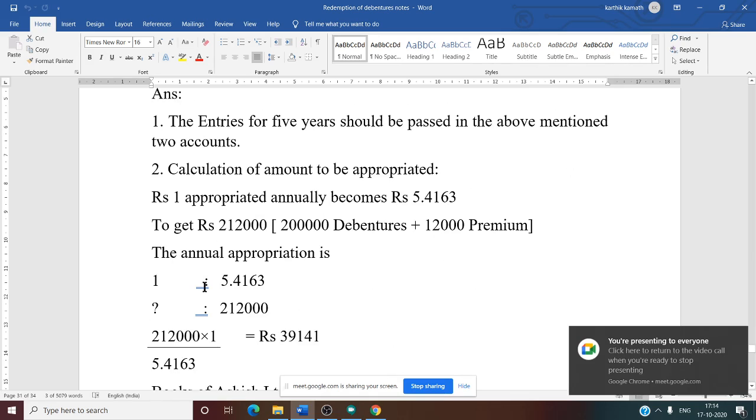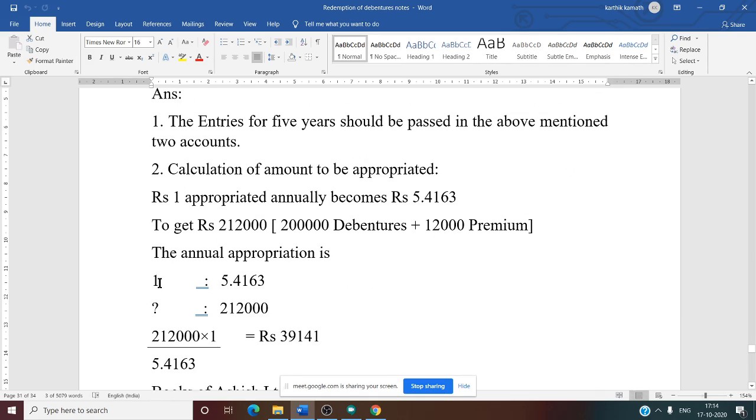So cross multiplication we need to do. For 1 rupee, 5.4163; for 2,12,000, how much? But why have we written 2,12,000 under 5.41? I have already told this. Whenever there is a more value, under that we are going to write. Or else you want to get the P&L appropriation amount.